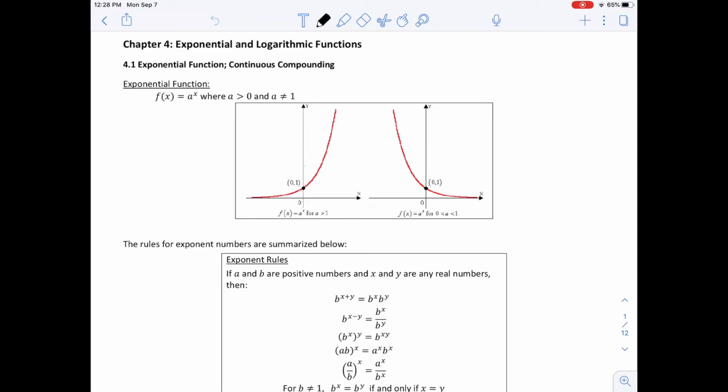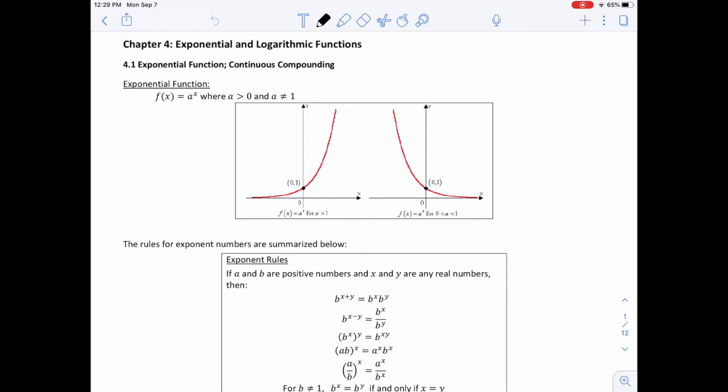We are in Chapter 4, Exponential and Logarithmic Functions. Section 4.1 is Exponential Functions and Continuous Compounding. An exponential function is of the form f of x equals a to the x, where a is greater than 0 and not equal to 1.